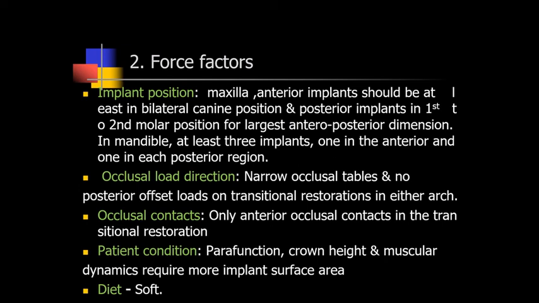Then the patient related factors, that is patient condition, that is parafunction, crown height and muscular dynamics, require more implant surface area. So parafunction, if it is severe, may be a contraindication for immediate loading of completely edentulous patient. And coming to diet, patient should be advised to have a soft diet.